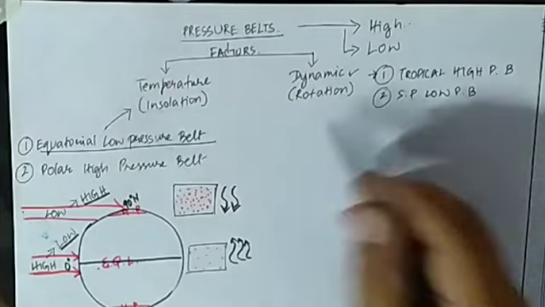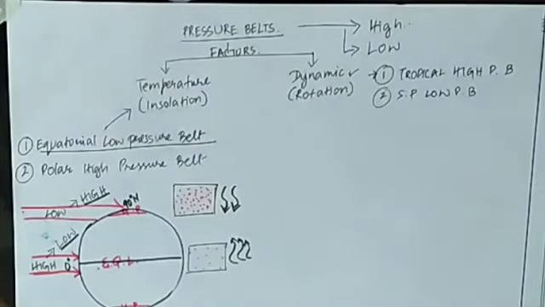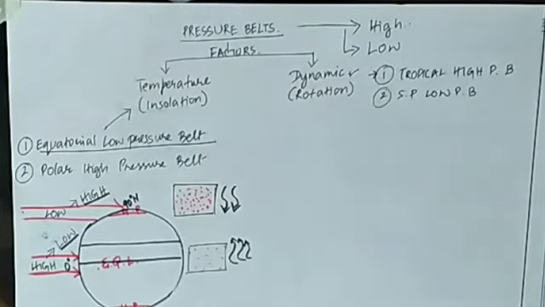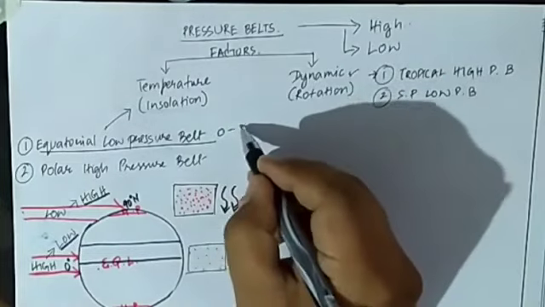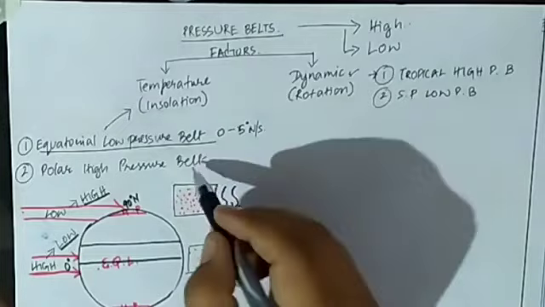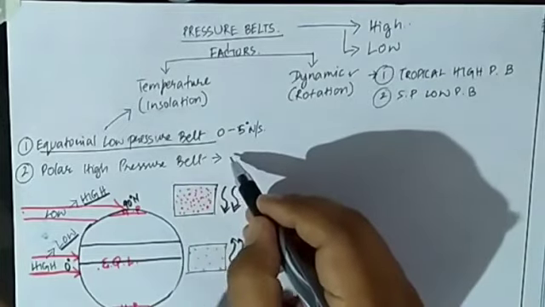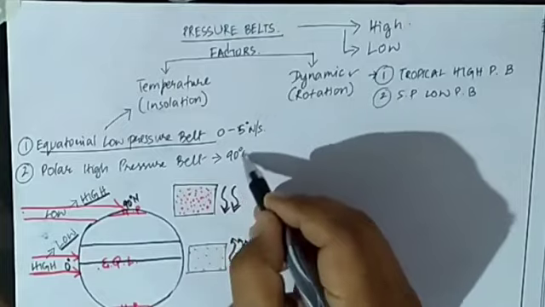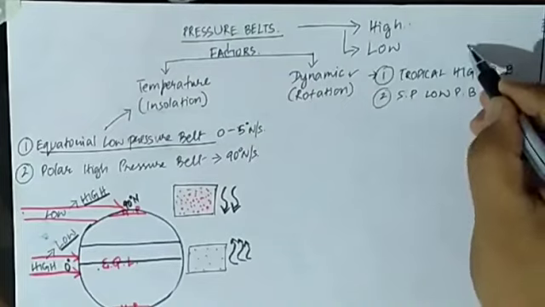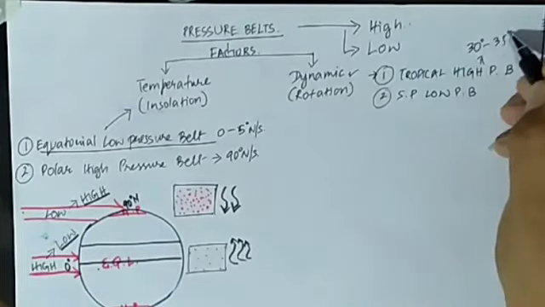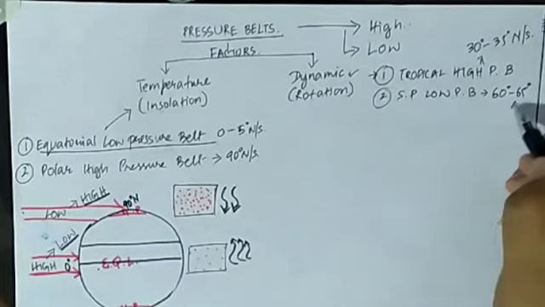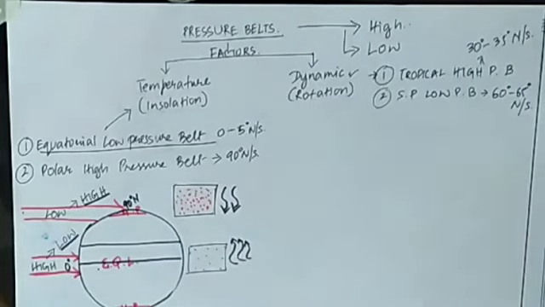One thing I forgot to mention, students, is the latitudinal location of those pressure belts. The equatorial low pressure belt falls between 0 to 5 degrees north and south latitude. The polar high pressure belt falls at 90 degrees north and south. The tropical high pressure belt lies between 30 to 35 degrees north and south latitude, and the subpolar low pressure belt lies between 60 to 65 degrees north and south latitude.